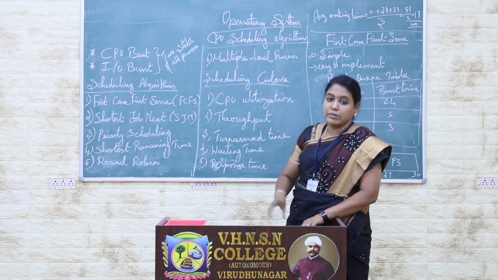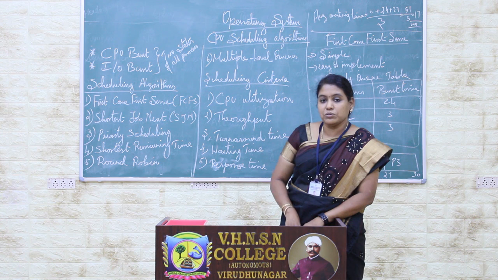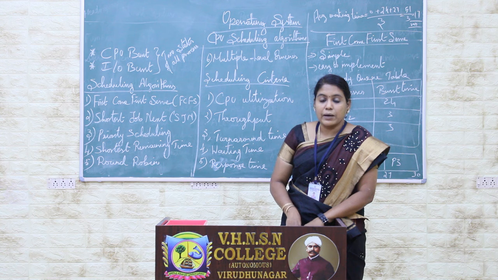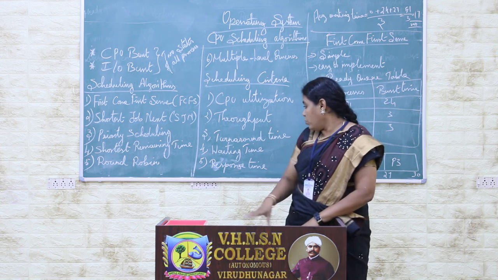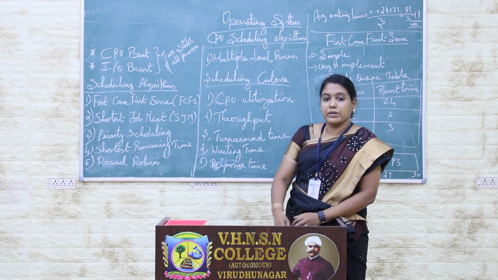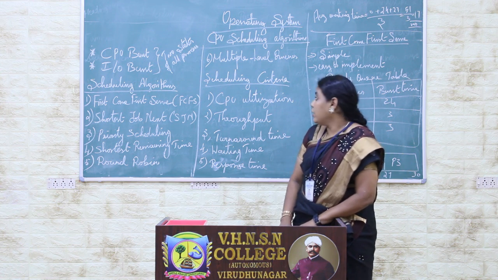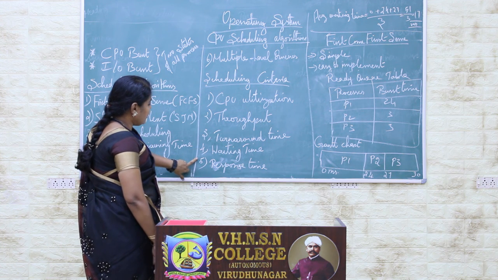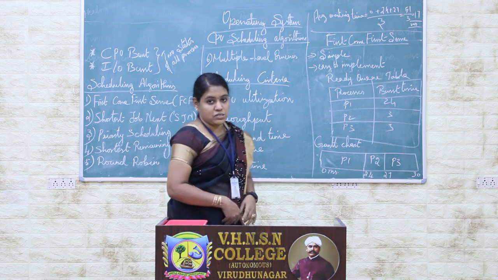And next one is the turnaround time value. That is the time taken for the process to complete from the submission time to the completion time. And next one is the waiting time. This value is the time spent waiting in the ready queue. And next one is the response time. This value represents the time for the process to start its response in the CPU. So according to those scheduling criteria, we have to find which scheduling algorithm is best.